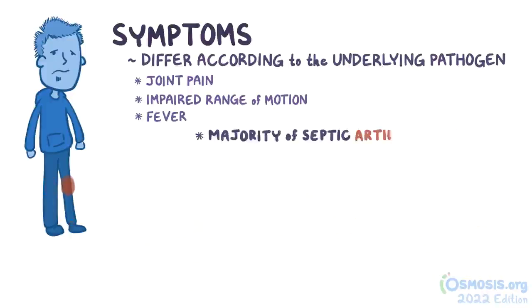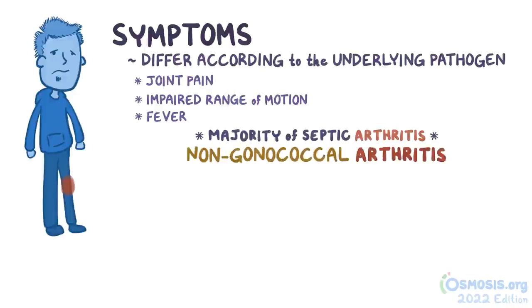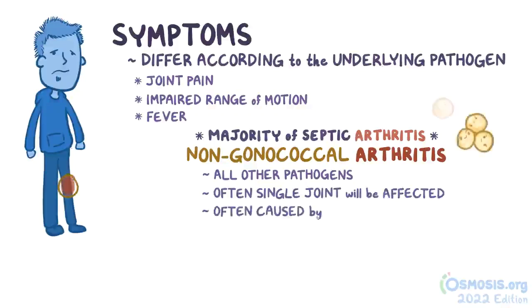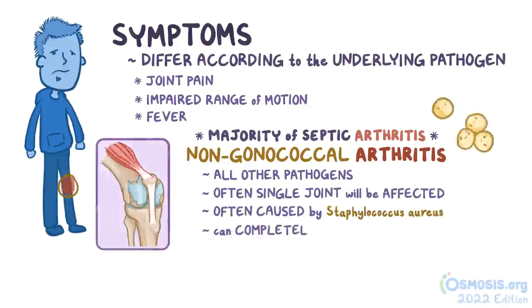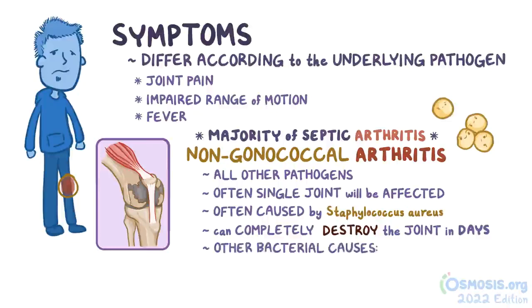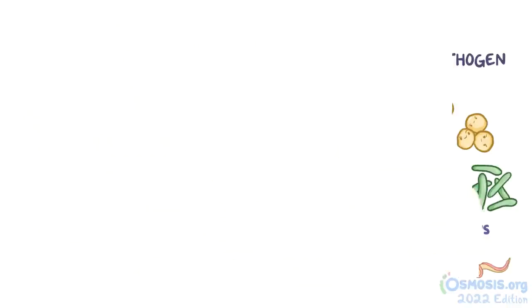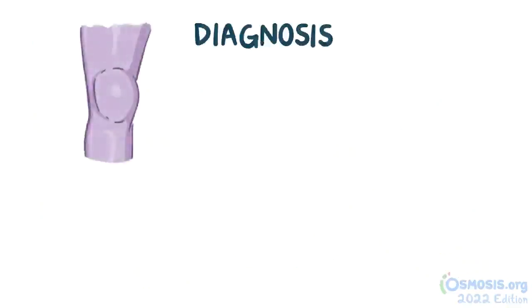Now, the majority of septic arthritis is not due to Neisseria gonorrhoeae, and it's called non-gonococcal arthritis. Non-gonococcal arthritis includes all of the other pathogens, but most often a single joint will be affected, typically a knee. Non-gonococcal arthritis is most often caused by Staphylococcus aureus, which can completely destroy the joint within days unless it's treated. Other bacterial causes include multiple Streptococcus species, as well as Mycobacterium tuberculosis and Borrelia species, which is the cause of Lyme disease.